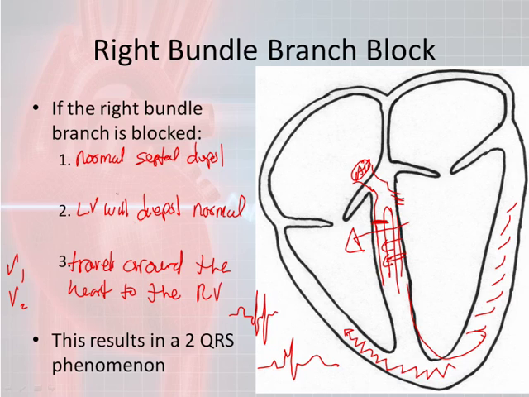So what happens here is, step 1, the normal septal depolarization occurs, and then the left ventricle depolarizes. This is steps 1 and 2 over here. Step 3, as you travel around the heart to the right ventricle, is this part right here. So you have your normal depolarization of the left ventricle and then the right ventricle, giving you a 2 QRS phenomenon in V1 or V2.